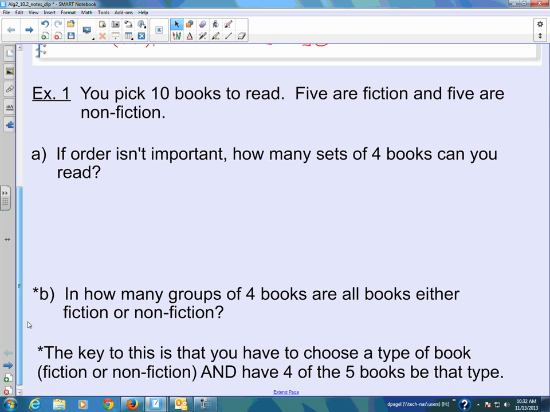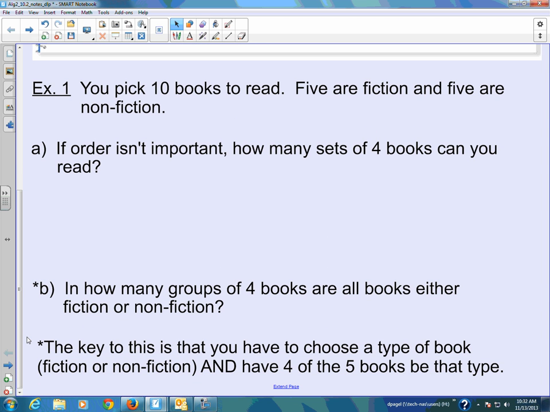So let's look at a few examples of this. Here we're going to pick 10 books to read. 5 of them are fiction, 5 of them are nonfiction. And the order in which I pick these books is not important. It doesn't matter which one I start with. So if order is not important, how many sets of 4 books can I read from? We've got in the barrel fiction and nonfiction books, and there are 10 of them in there. So that becomes our n value, this 10 number of books. And we're going to reach in, and how many different ways can we pull out 4 books out of that 10?